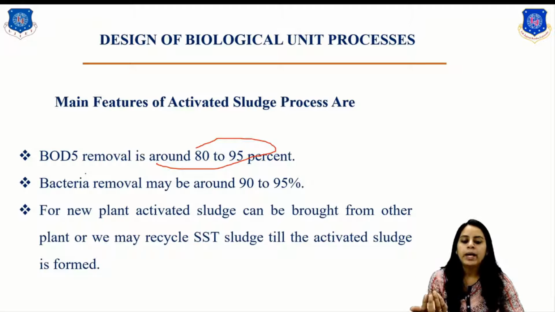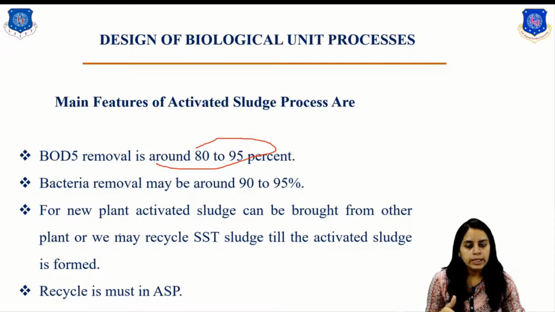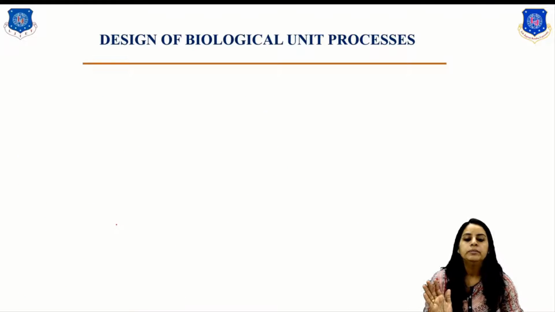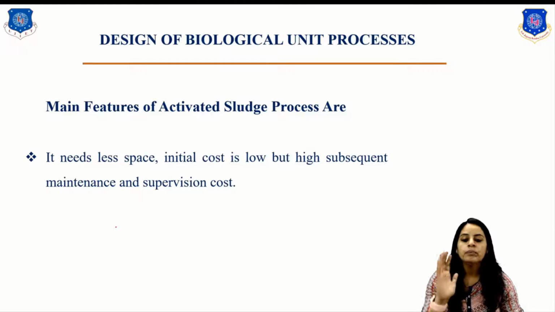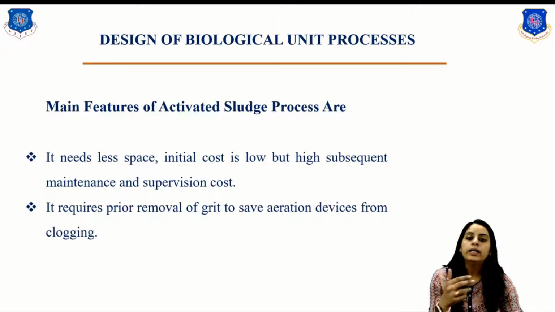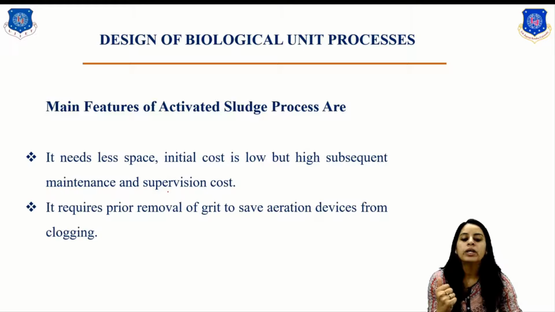For a new plant, activated sludge can be brought from another plant, or we may recycle the secondary settling tank sludge till the activated sludge is formed, right? Recycling is the most important part of the activated sludge process, right? The next one: it needs less space, the initial cost is low but the subsequent maintenance and supervision costs are high. Then it requires prior removal of grit to save the aeration device from clogging.